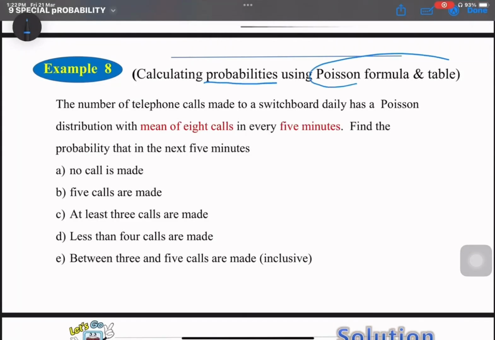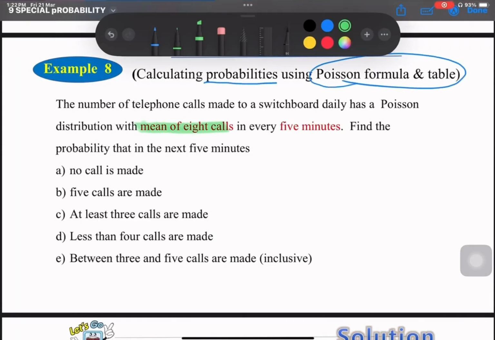Calculating probabilities using Poisson formula and table. The keyword here, mean of 8 calls in every 5 minutes. So the interval is duration of time. Mean equals to 8 and the interval is 5 minutes. Now let x to be the number of calls in 5 minutes.